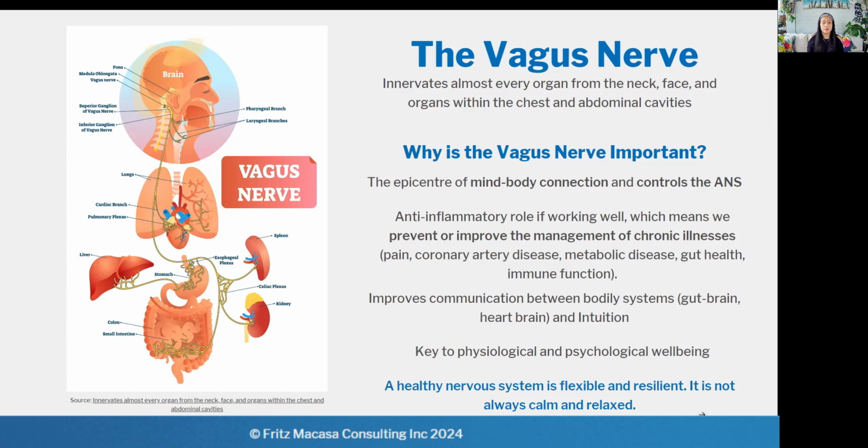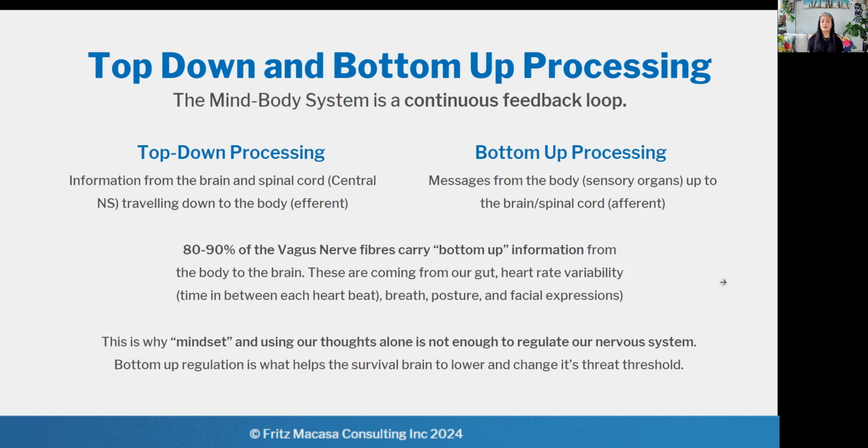And we can see that based on our personal experiences and with others. Now let's talk about top-down and bottom-up processing. We've touched on this a little bit in the previous slide, but what we want to really embody is that our system between our mind and body is a continuous feedback loop.